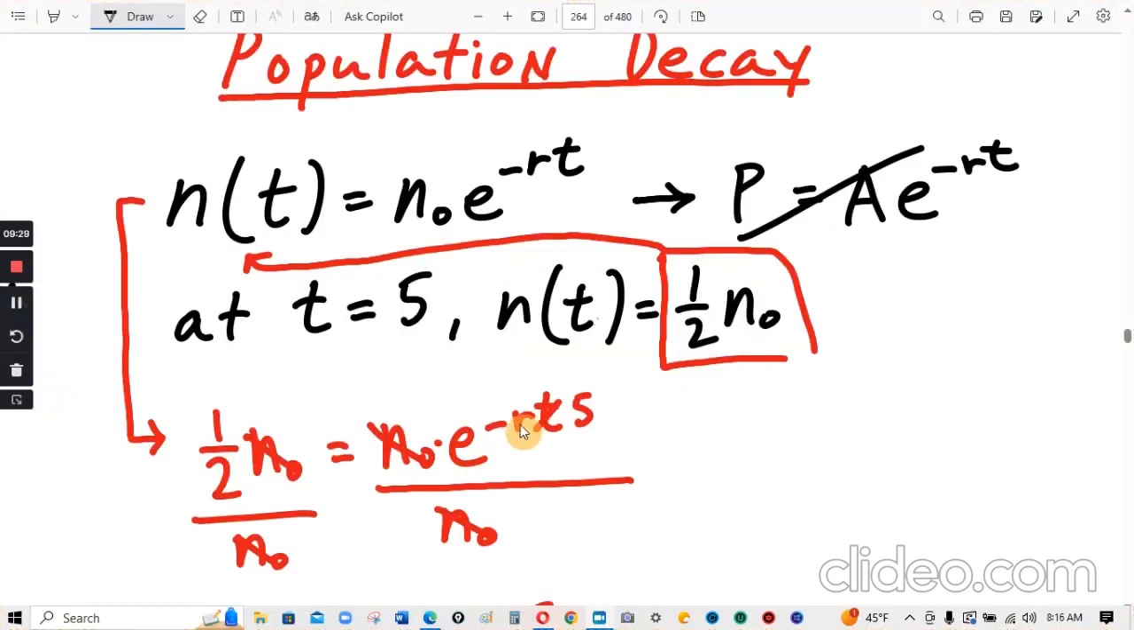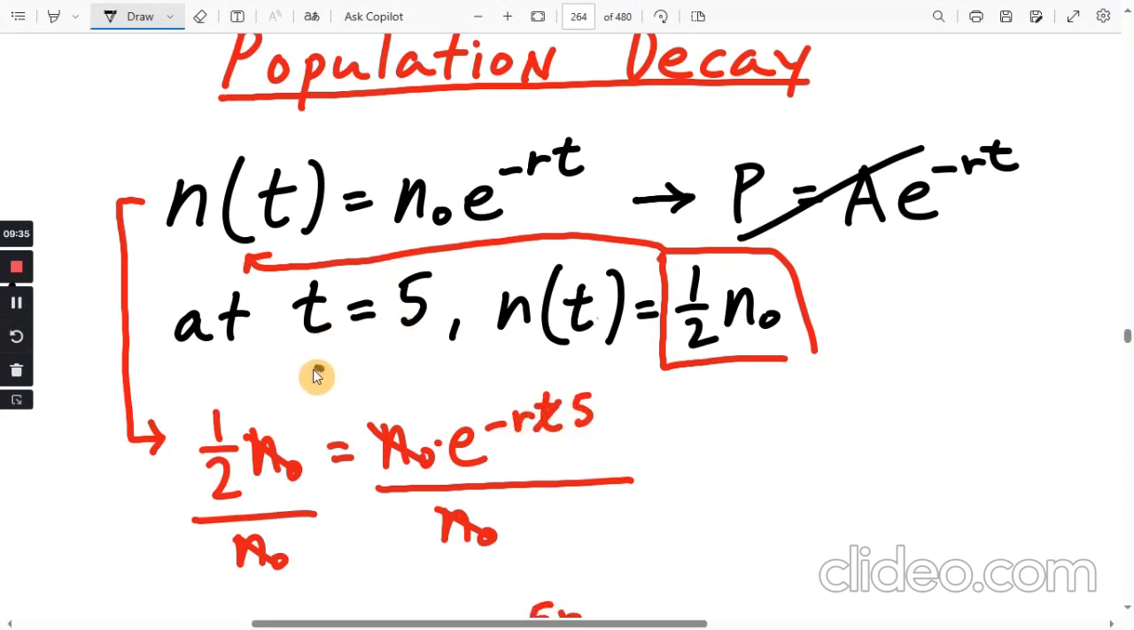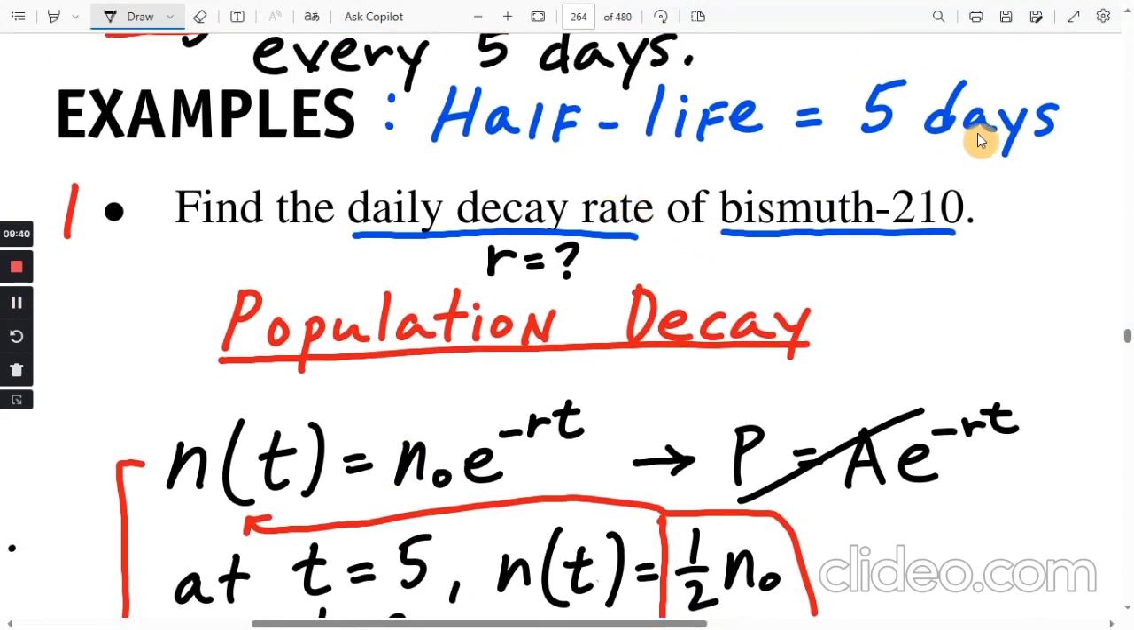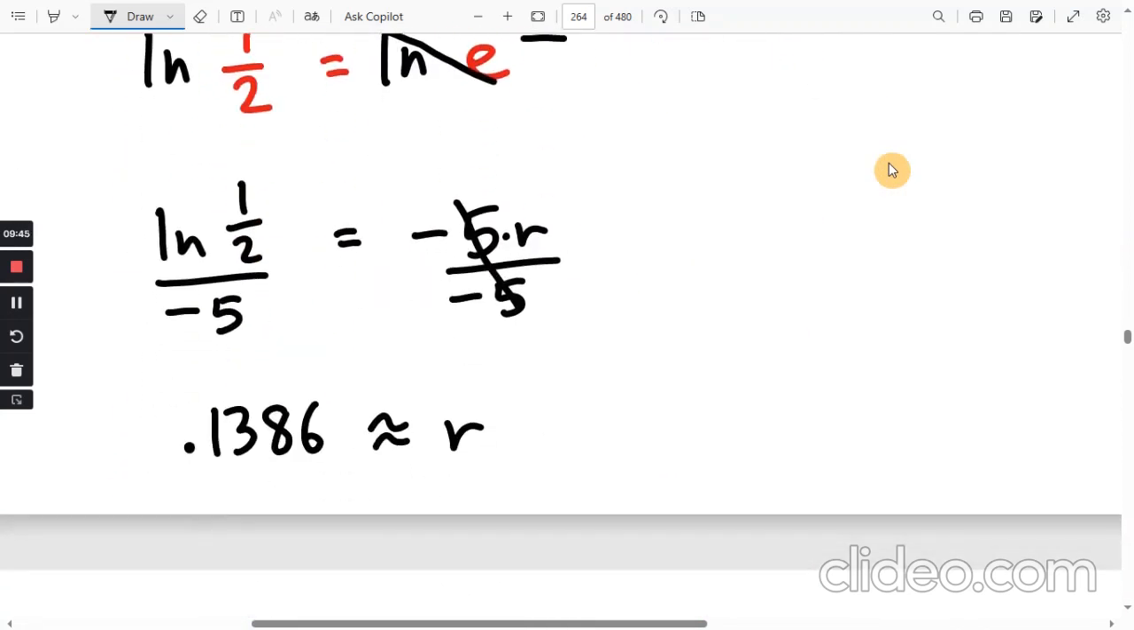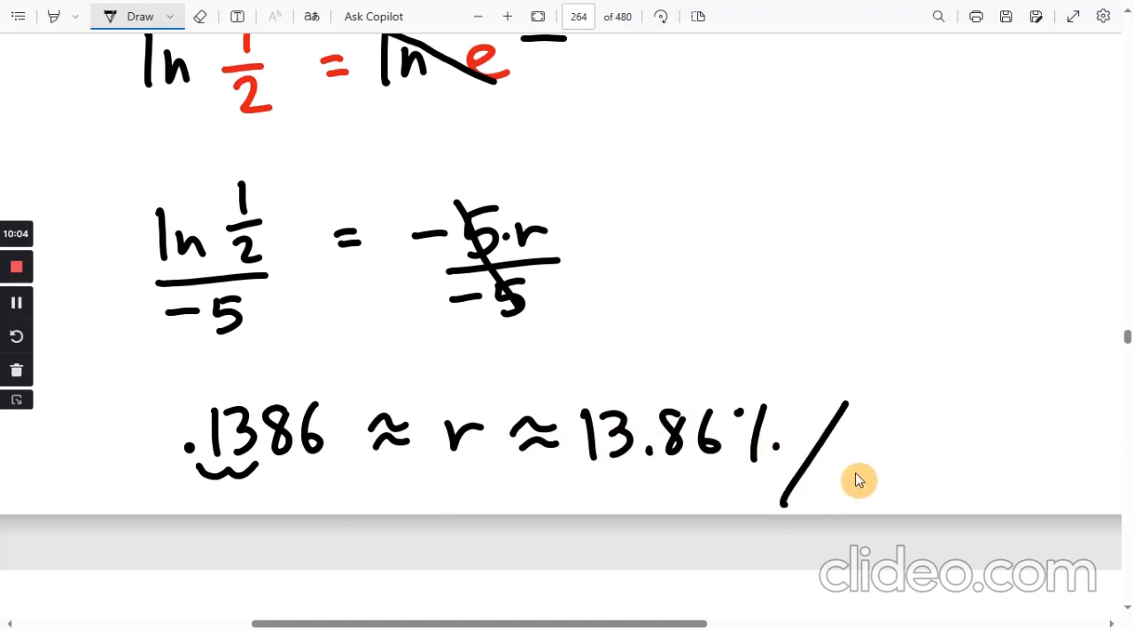Recall the units on the exponent, r and t, have to match. So t equals 5 was in days. Remember, the half-life was 5 days. So the time t was 5 days, and that means this rate r is per day. Converting this to a percent, if you move the decimal over 2 places, that's going to be 13.86, and that is per day.